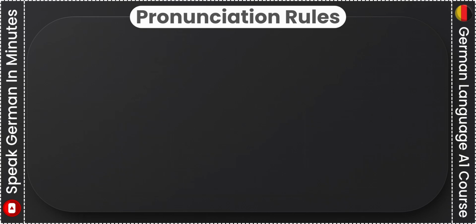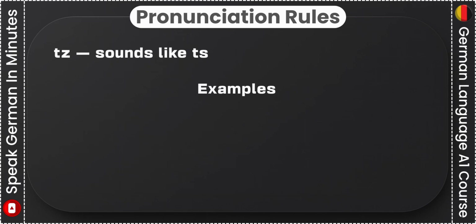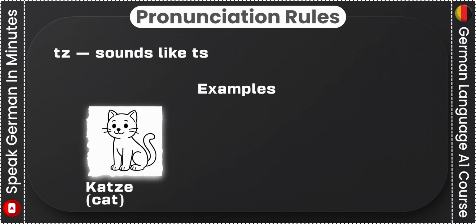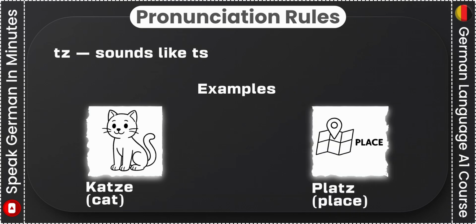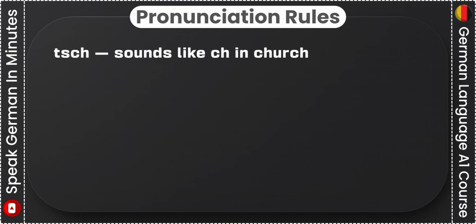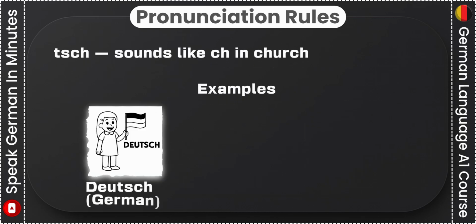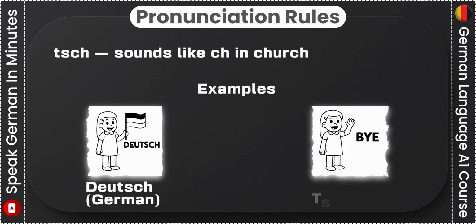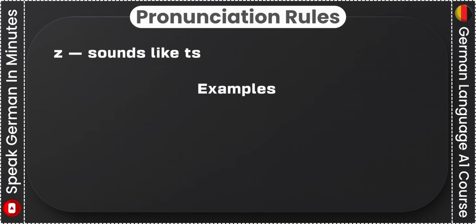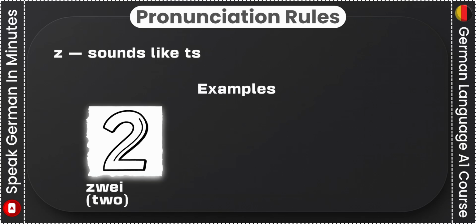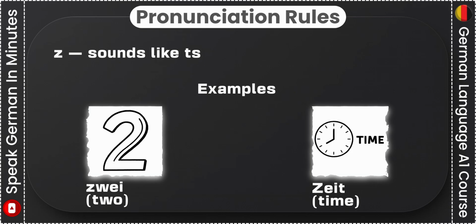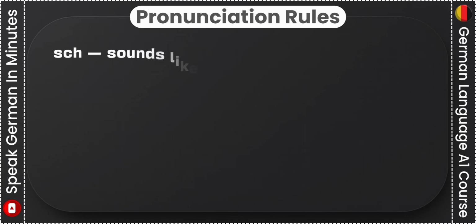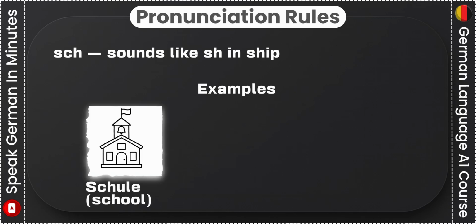TZ sounds like ts. Examples: Katze, Platz. TSCH sounds like ch in church. Examples: Deutsch. ZW sounds like tsv. Examples: zwei, Zeit. SCH sounds like sh in ship. Examples: Schule, schlafen.